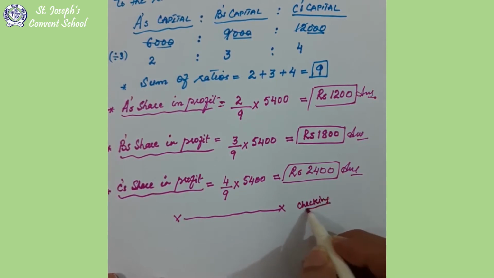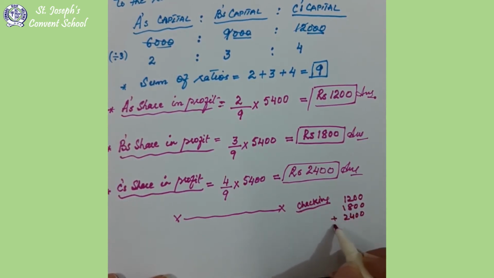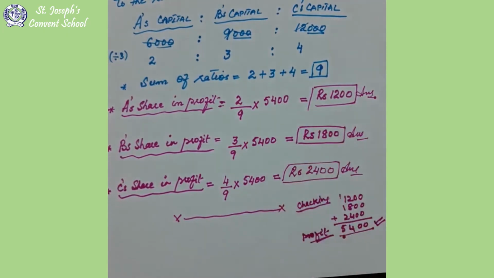Checking. So 1,200 plus 1,800 plus 2,400. If you add all three, you get 5,400. So this is the profit which you were supposed to divide, which you have divided between these three persons. So it means the answer is correct.